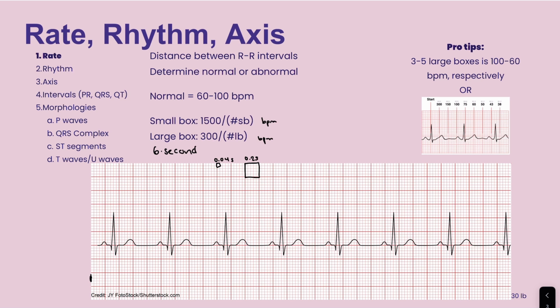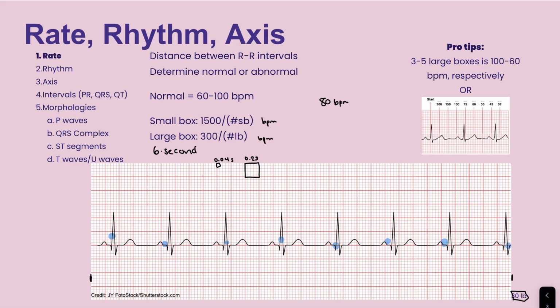And if we count out 30 of these large boxes, as is in this strip here, that is 6 seconds of time. And so we can actually just count the number of full R peaks that are within that strip, and that'll give us an estimate for the heart rate. So we'll start with that one. We've got 1, 2, 3, 4, 5, 6, 7, 8 different R complexes. That'll give us 80 beats per minute.